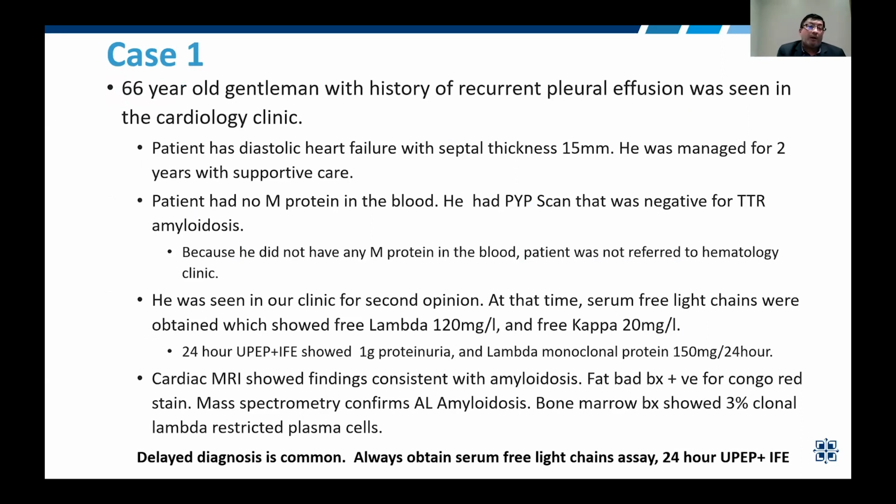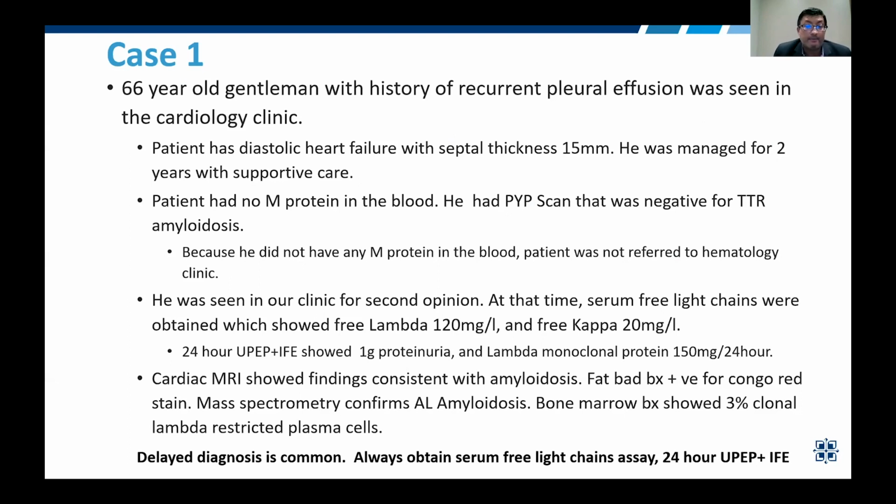Okay, now we talk about the case. So I have 2 cases here, which will actually highlight the key parts. Now, a 66-year-old gentleman with history of recurrent pleural effusion was seen in the cardiology clinic. He has a diastolic failure with septal thickness of 15 millimeter, and he was managed with supportive care.